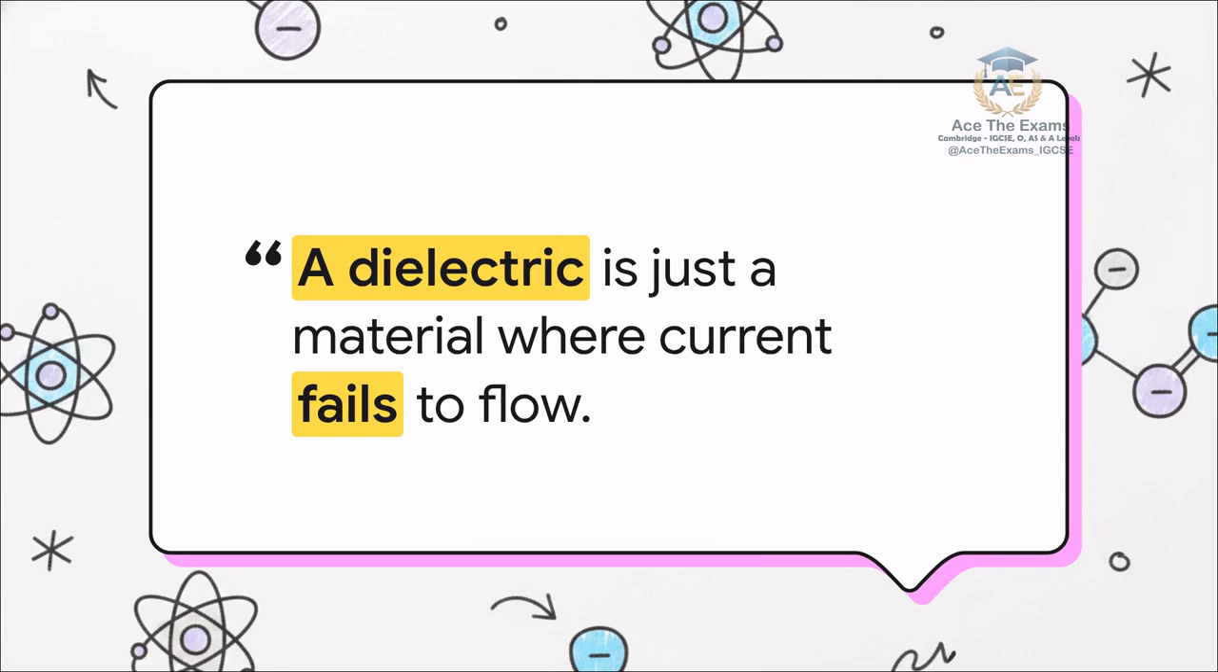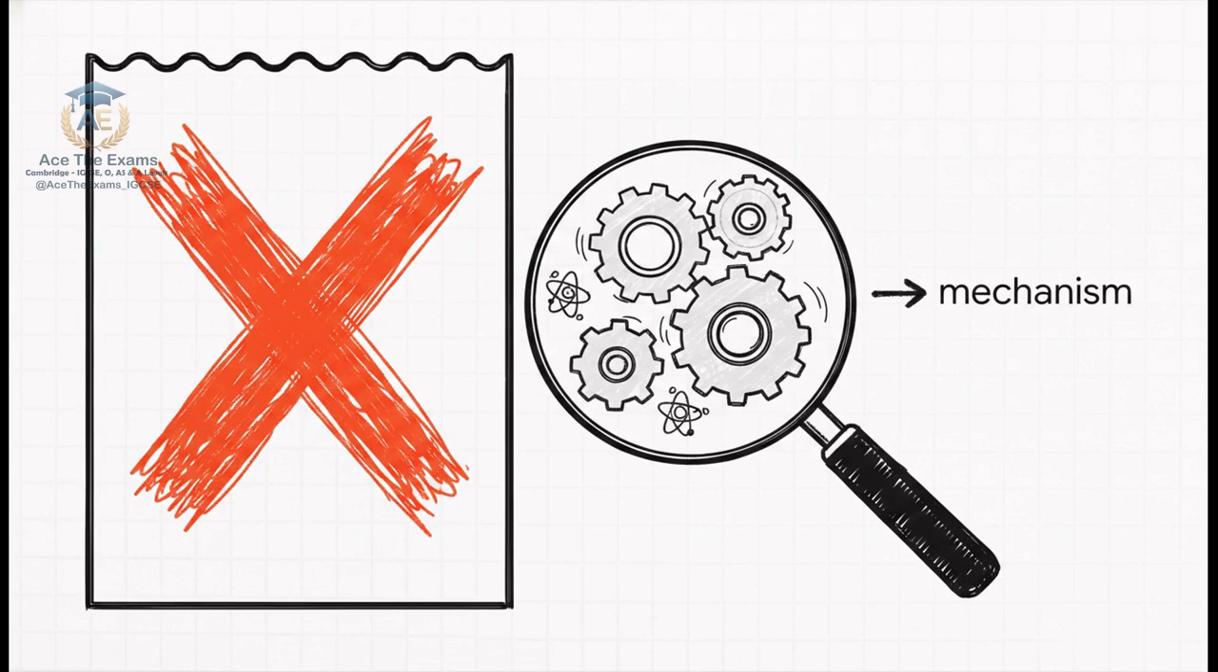A dielectric is just a material where current fails to flow. Now, this exact painful learner mistake shows up in mock exams every single year. And let me tell you, it destroys grade boundaries. I mean, it kind of feels intuitive, right? An insulator doesn't conduct, so it's just a failed conductor. But examiners see this over and over, and they are completely unforgiving. If you write this in your paper, you get absolutely nothing. Zip. 0 marks awarded. Why?